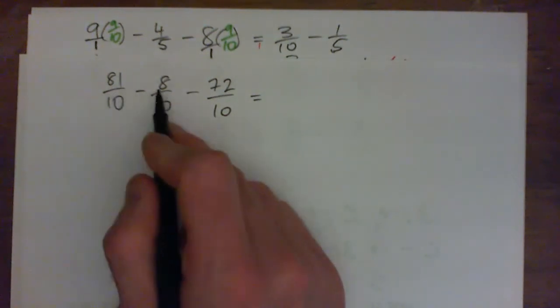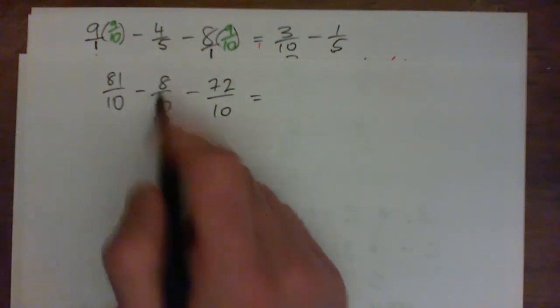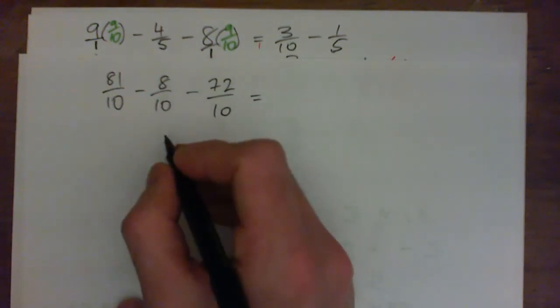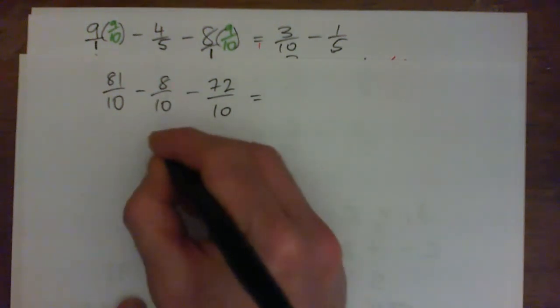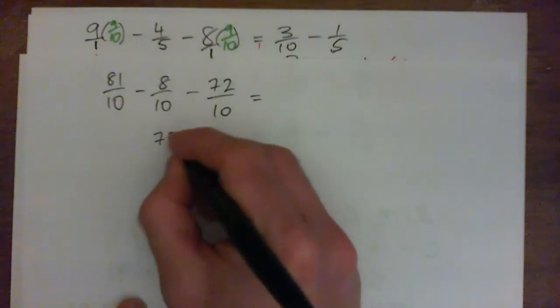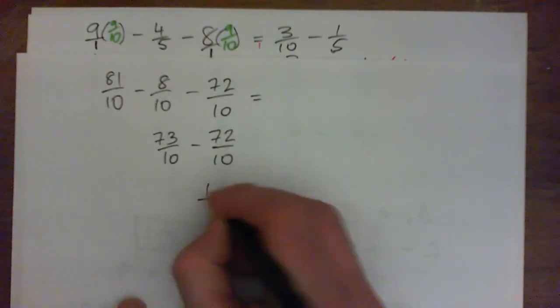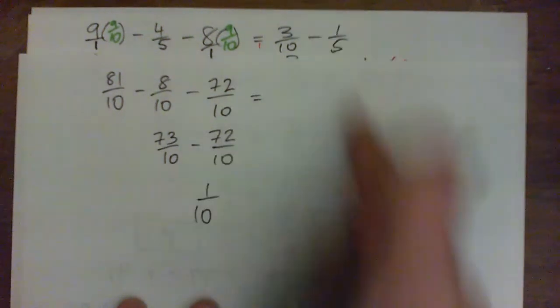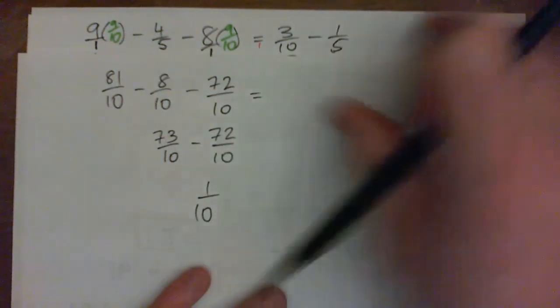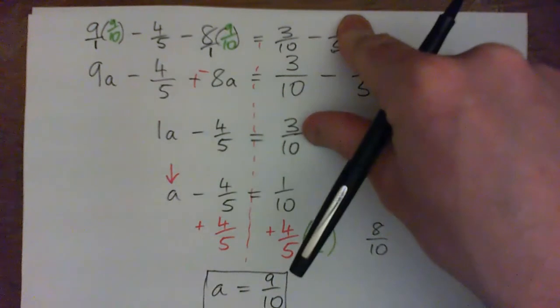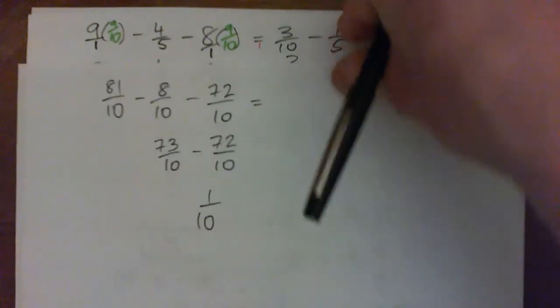81 minus 8 is going to give me 73/10. So 73/10 minus 72/10. On the left side, I get 1/10. Now, if I get the same thing on the right-hand side, that means that my a equals 9/10 answer is in fact correct. So I'm going to check the right.